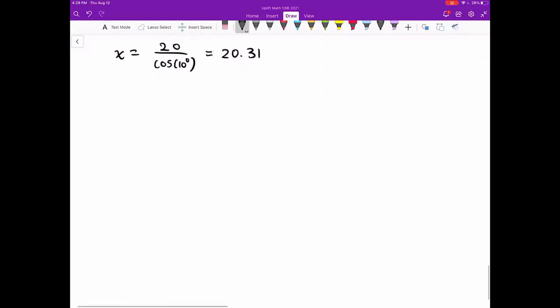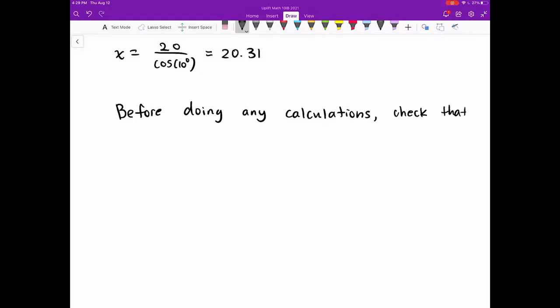Before doing any calculations, always check that sine 30 degrees is equal to 0.5. If it's not equal to 0.5, that means it's on radians and you have to reset it. This is super, super important.